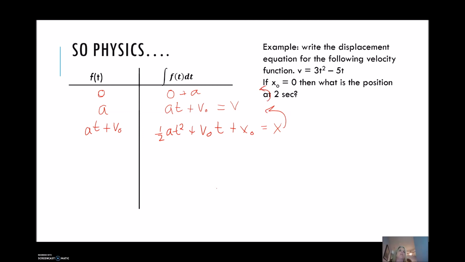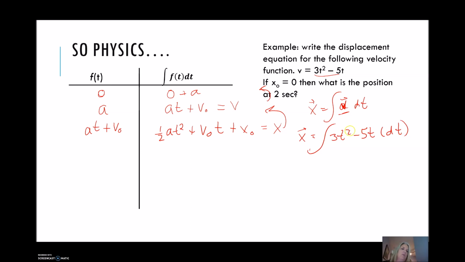So let's use this. We want to write a displacement equation for the following velocity function. And then if x naught is 0, what is the position at 2 seconds? Well, first we're going to do our integral. Displacement is the integral of v dt. So we're going to just plug this in here.